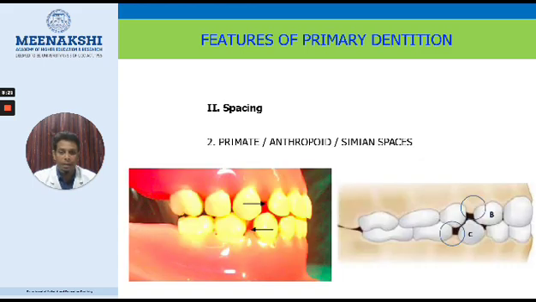Coming to the second spaces, which are known as primate or anthropoid or simian spaces. These are spaces typical of those primates, our ancestors, the monkeys and their groups. Primate space is a space which is present mesial to the maxillary canine and distal to the mandibular canine, as you can see in these two pictures.